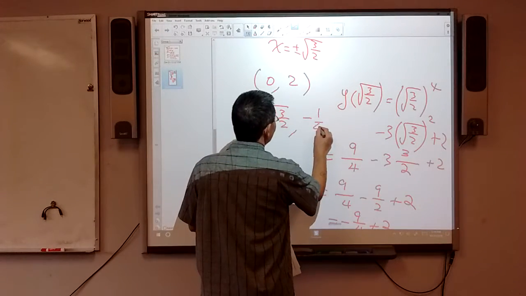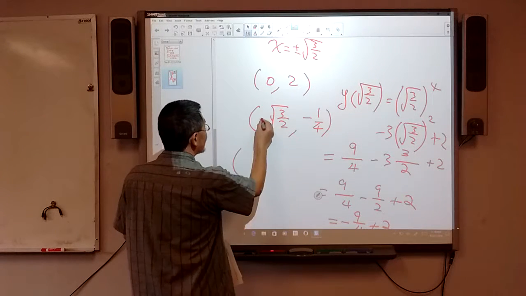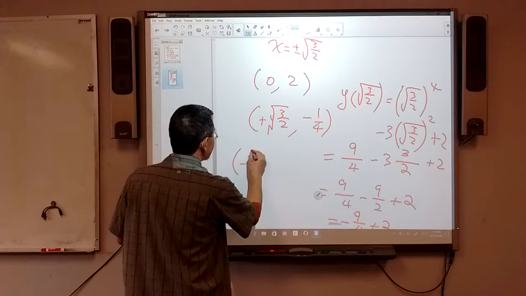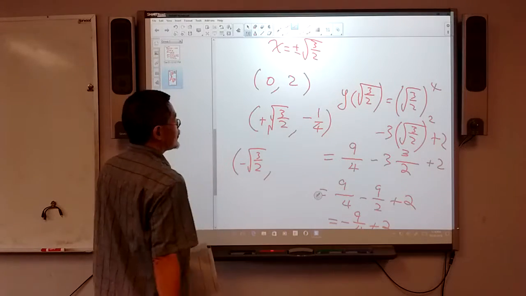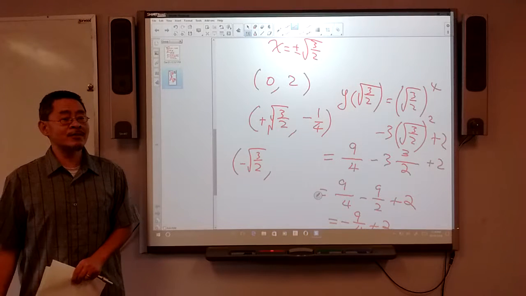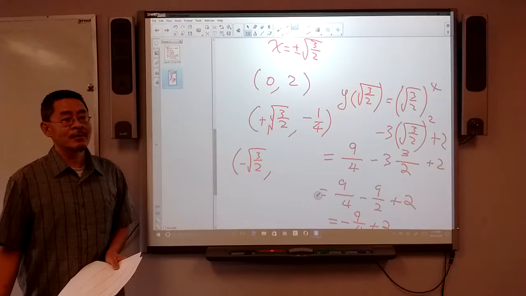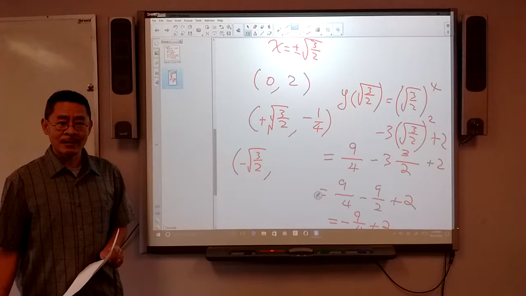How about the third point? It's the same thing. What kind of function do we have? Even or odd? Odd function? Yeah, odd. Odd function? Even.